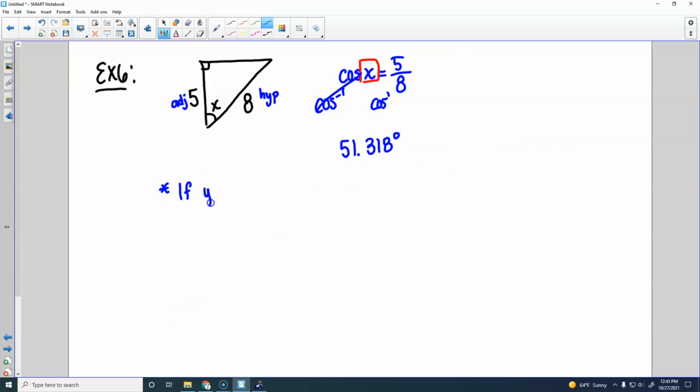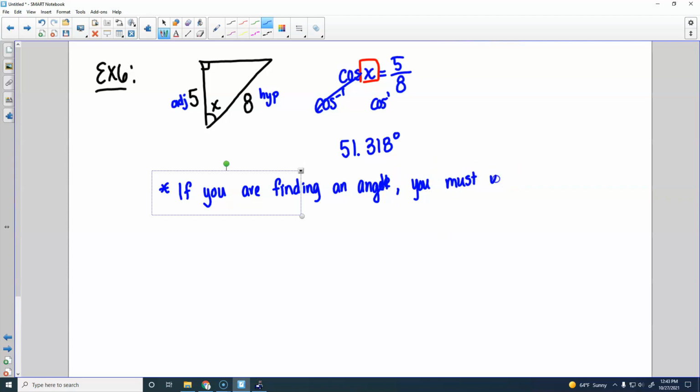So you may want to put yourself a note. If you are finding an angle, you must use inverse trig. So if you're going to look for an angle, you're either going to do inverse sine, inverse cosine, or inverse tangent, depending on which function you're setting it up with.